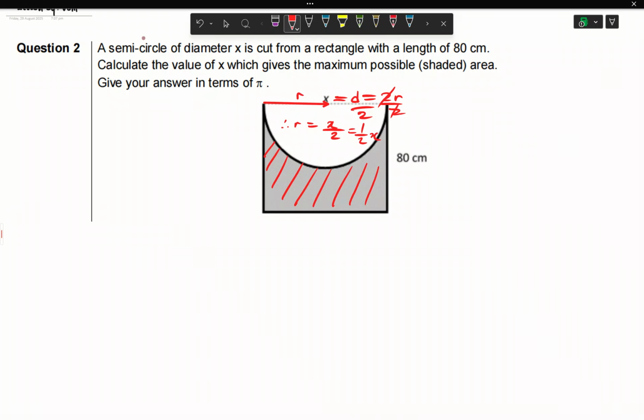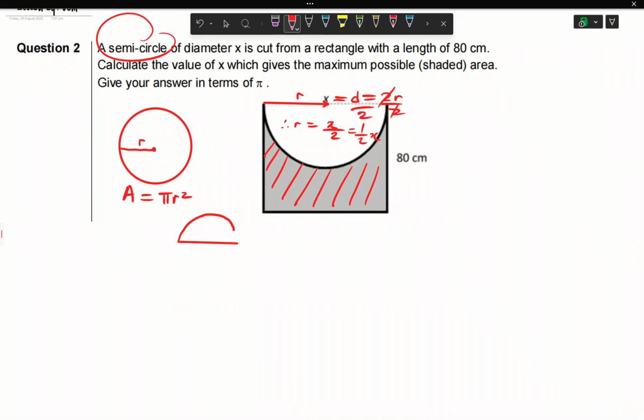Since we're dealing with a semicircle, whenever you have a full circle, to find the area of a full circle you use the formula: area is pi r squared. Remember that a semicircle is just half of your circle. So to find the area of a semicircle, the area is pi r squared all over 2.